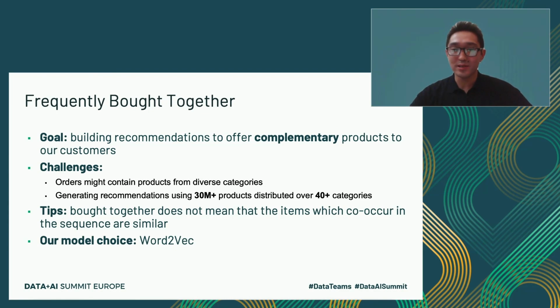The main goal of frequently bought together recommendation is to recommend not alternative but complementary products. One of the main challenges is the diversity of sequences, where products from semantically different categories are included in the sequence. Another issue is related to the scale of recommendations. We are generating recommendations using more than 30 million products distributed over more than 40 categories. We should remember that bought together does not mean that items which occur together are similar.